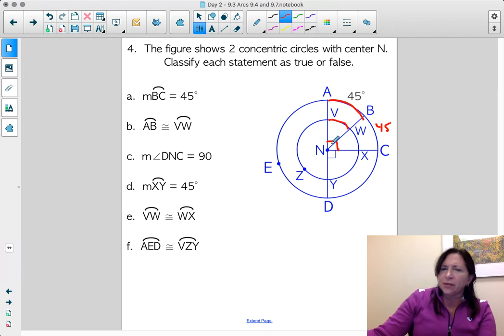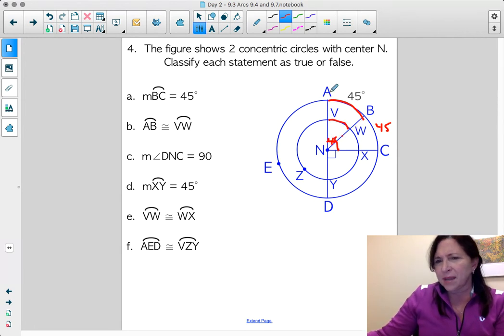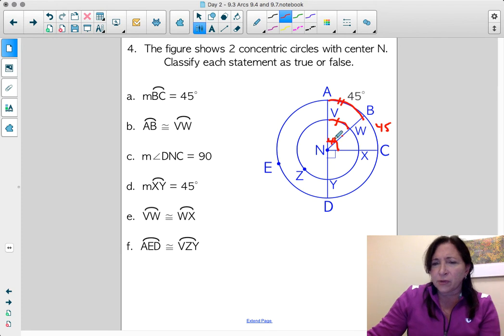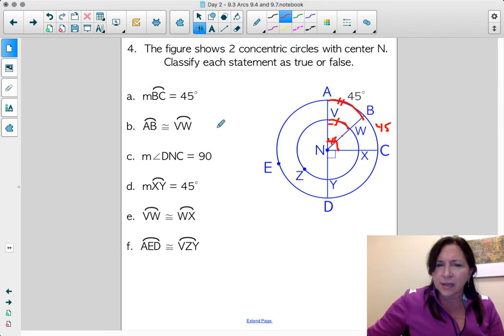Now, we know the central angles are both 45 degrees, but that doesn't mean the arc measure is the same. So this arc is not congruent to this one because they're not the same length. But we do know that the central angles are the same. So they both have the same central angle, but the lengths of the arcs are not the same. So that's not true.